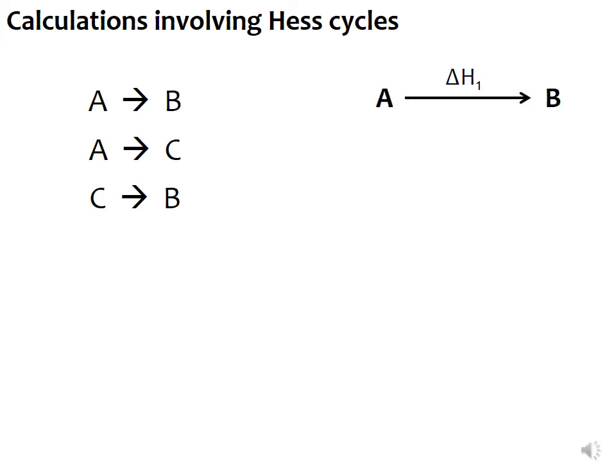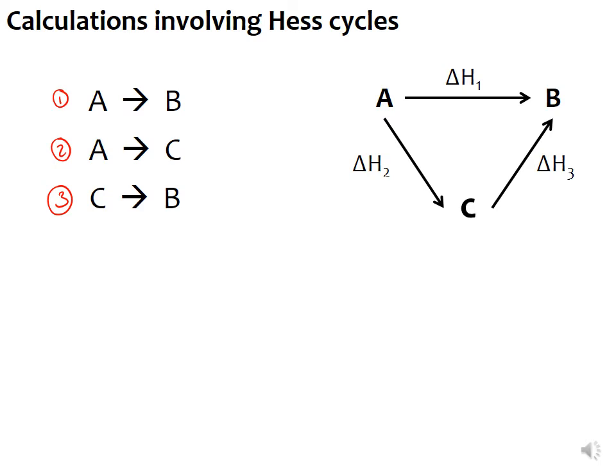So A forms B, and I'm going to call that delta H1. A also can form C, which I'm going to call delta H2. And then C can form B, which I'm going to call delta H3. So we've got 1, 2, 3, and they're linked together in that cycle. Now, if we have two of those values, we can work out the value of the third, and it never matters which value we have. It's all to do with Hess's law.